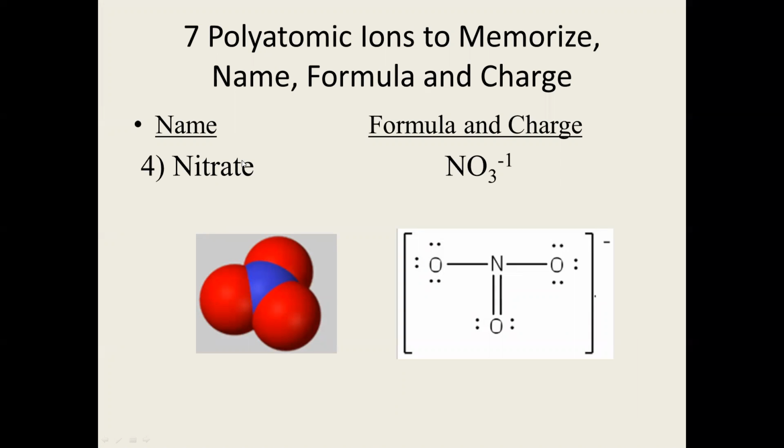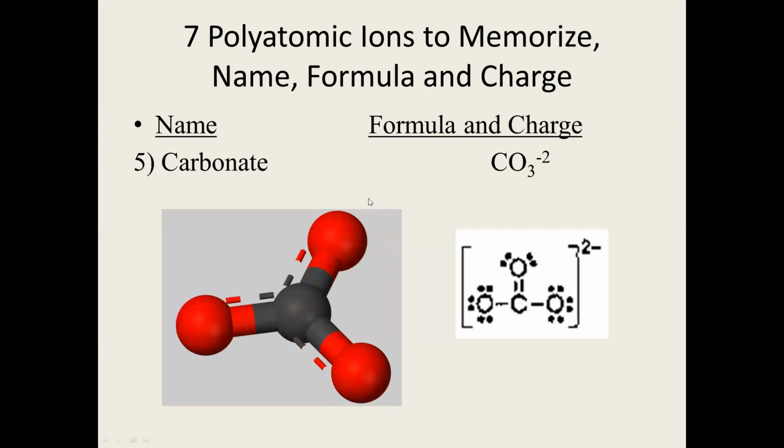Nitrate is next. That's NO3. It has this nice trigonal planar formulation here. Carbonate is CO3, and it looks like nitrate, but it has a -2 charge on it, and you get a little more of that resonance structure with the dotted line showing up right there.